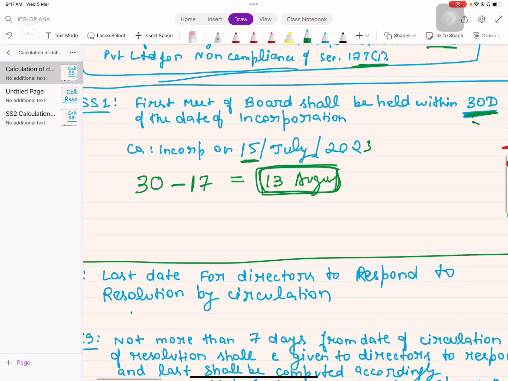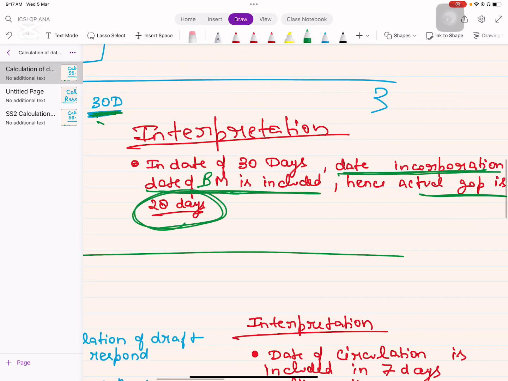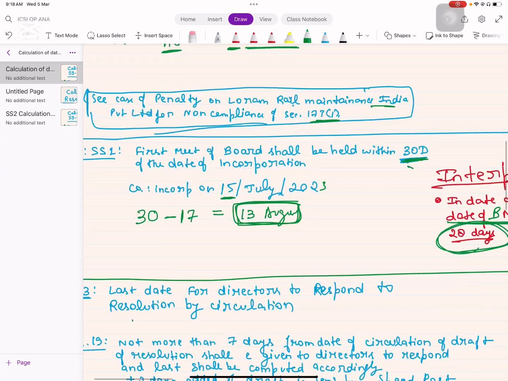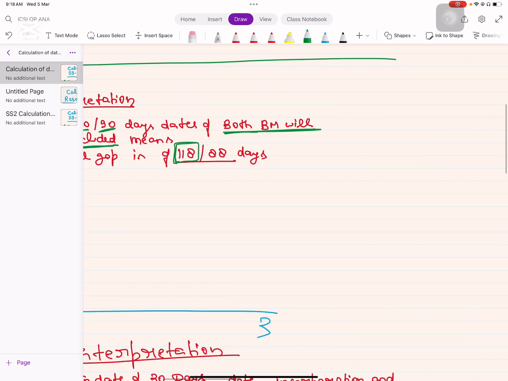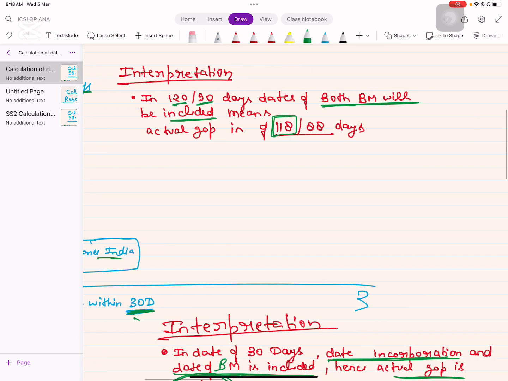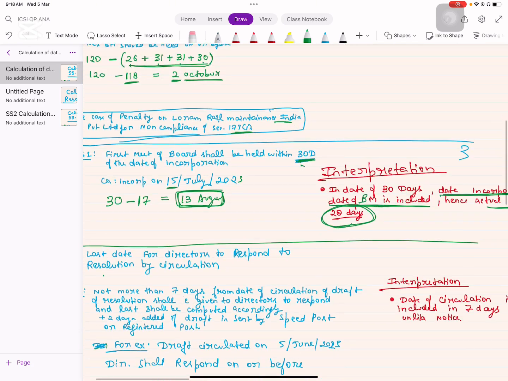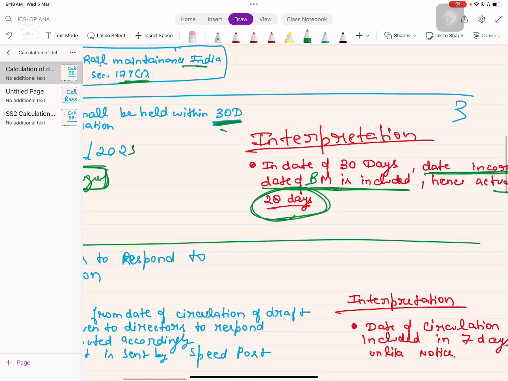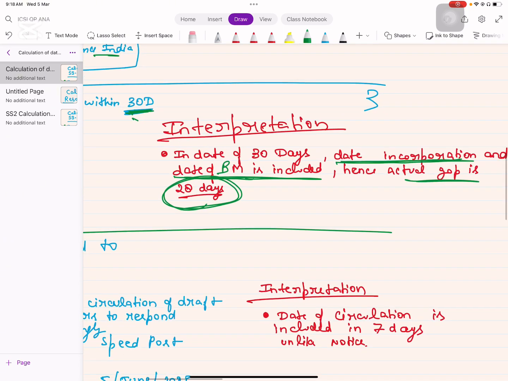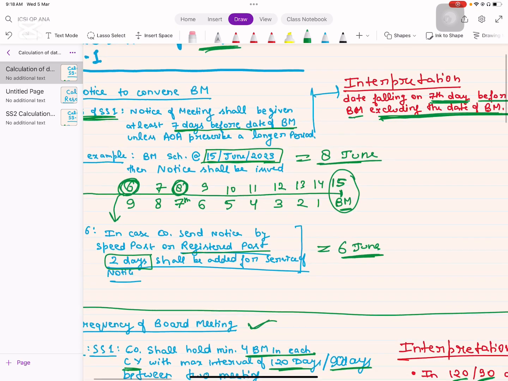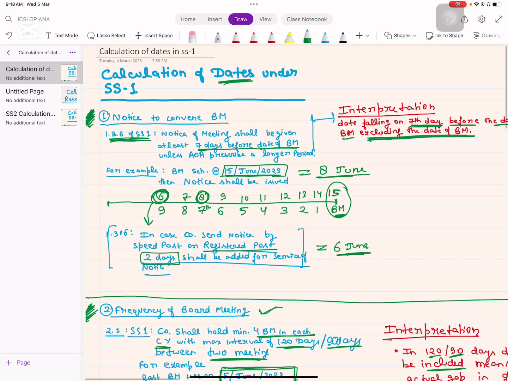Now next point. The basic point is that the date of incorporation and date of board meeting will be included in these 30 days. And also in 120 days, the date of both board meetings will be included. This is the point of mistake, where we don't know whether to include such date in 120 days or not. But yes, both dates of BM will be included in this 120 days. And in case of 30 days for incorporation, the date of incorporation and board meeting will also be included in the 30 days. And only in the notice part, the date of board meeting is excluded.